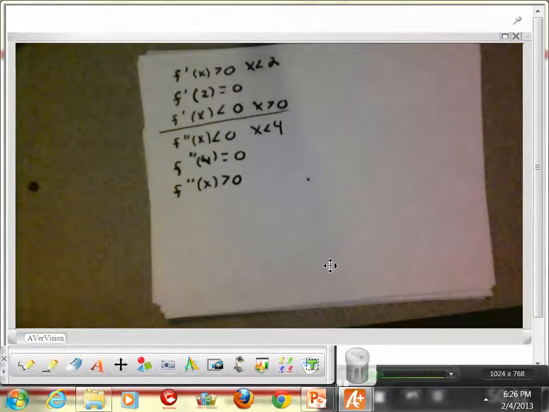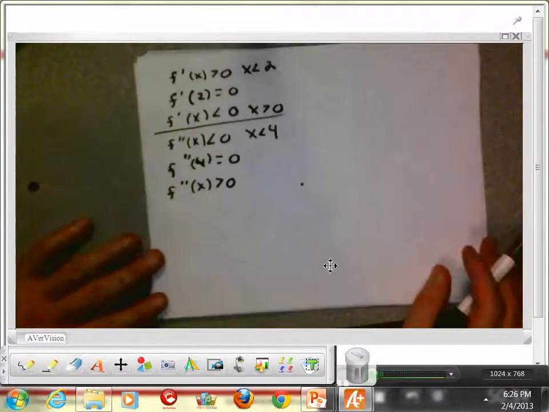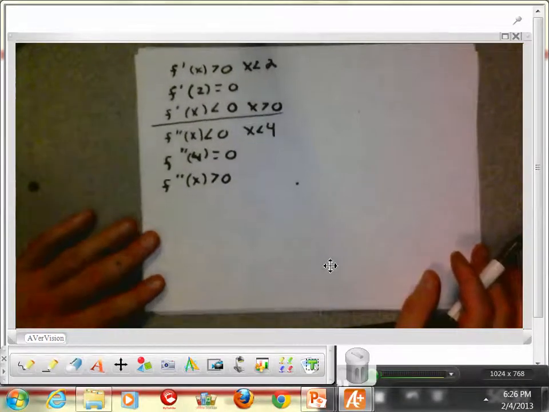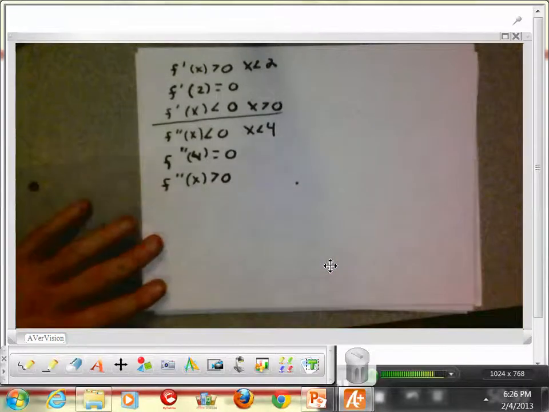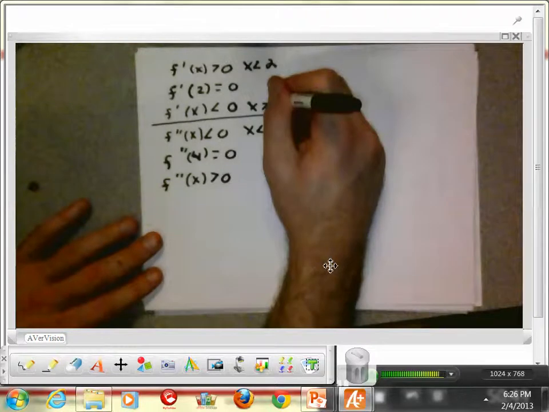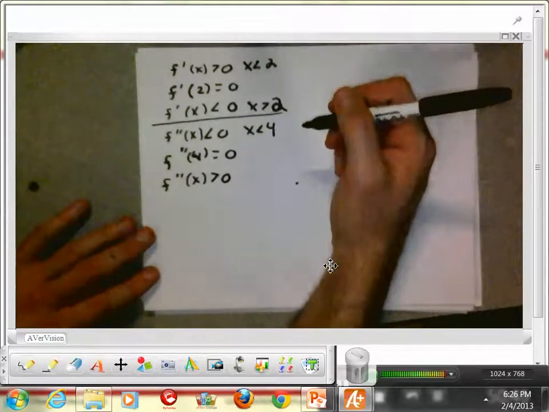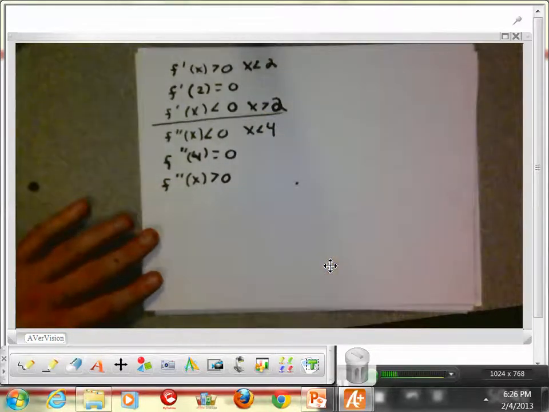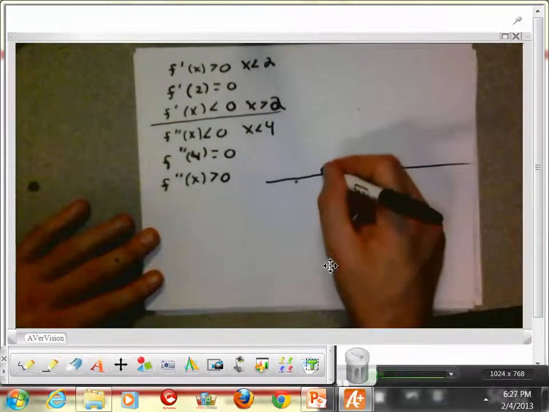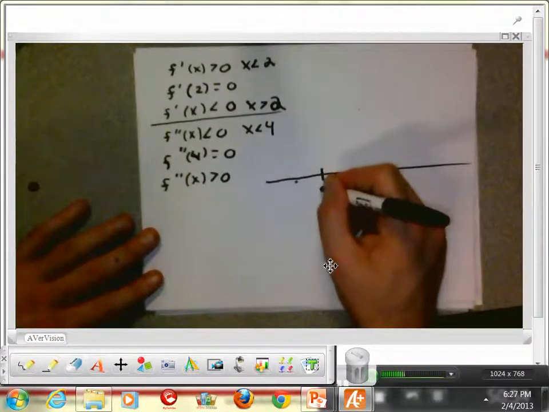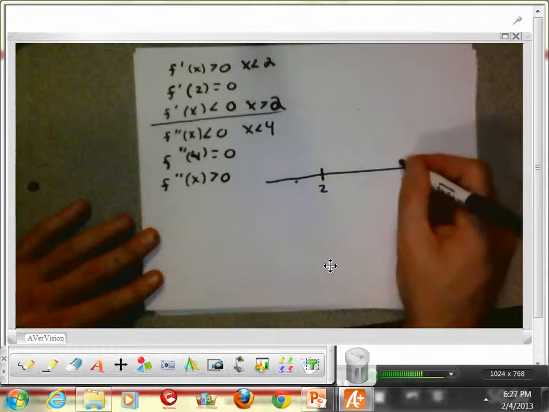Okay? So these are our conditions. Now we're going to draw our points over here. So it should be a 2, I think, right? Okay, so the only points they give us information about are 2 and 4. So I'm going to put a 2 here. I'm going to put a 4 here.